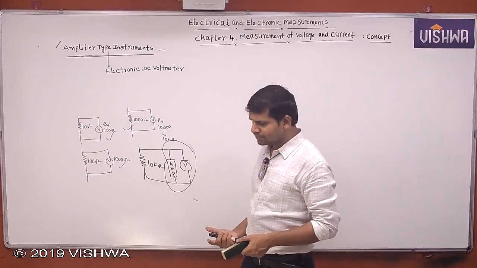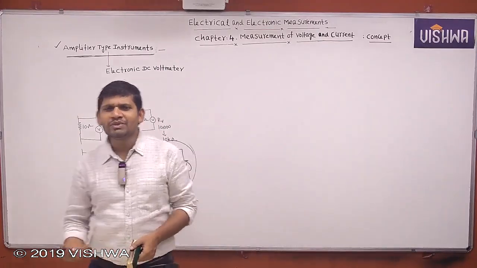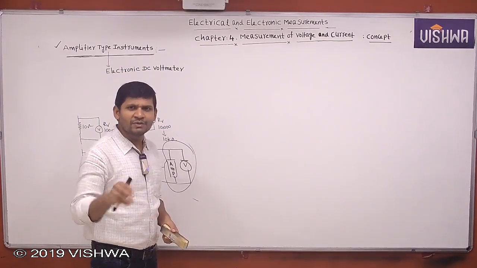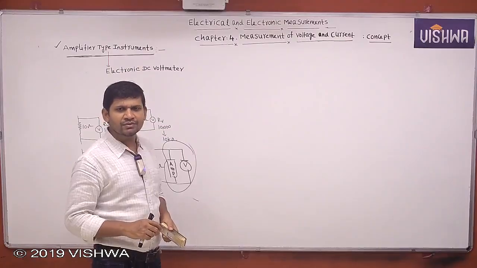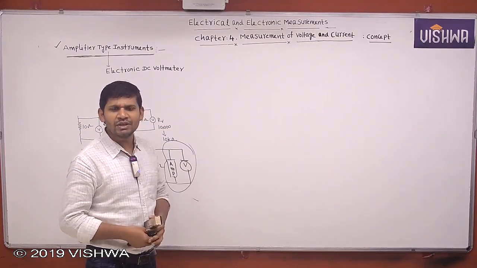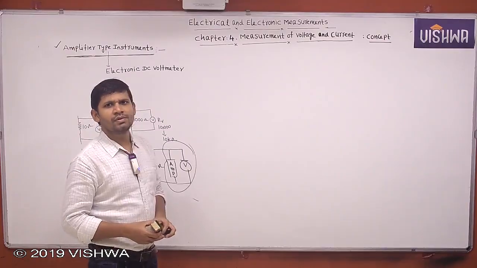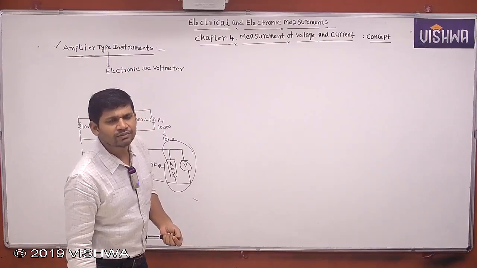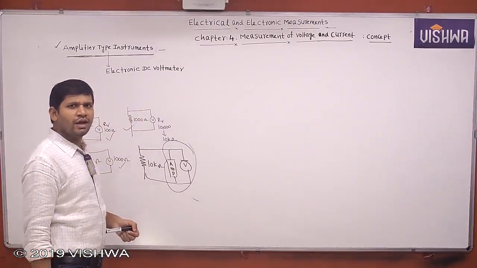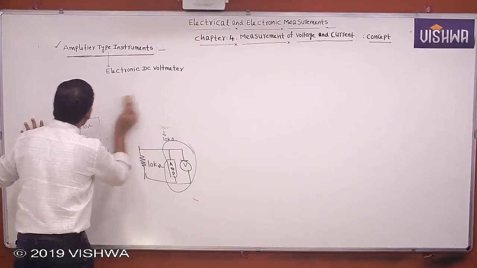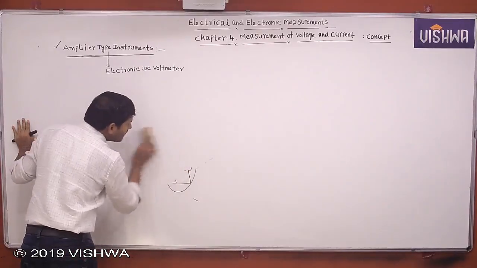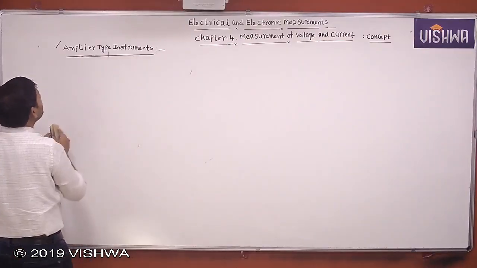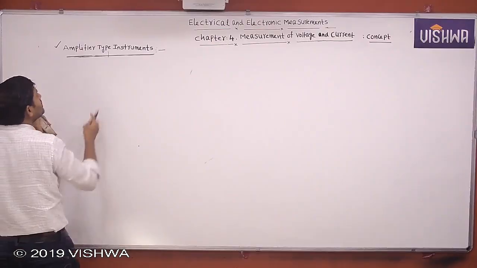For that, an amplifier is placed in front of the PMMC. This combination is called an electronic DC voltmeter. Yes, this combination is called an electronic DC voltmeter. Okay, now see the block diagram representation of the electronic DC voltmeter. I am discussing the amplifier type instrument, which means I am discussing the electronic DC voltmeter.